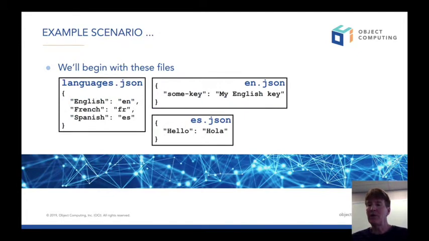We can begin with the 3 files shown on the screen. Languages.json lists the languages we want to support. en.json contains the English value for a key we plan to pass to the i18n function. es.json contains the Spanish translation for the English text hello.